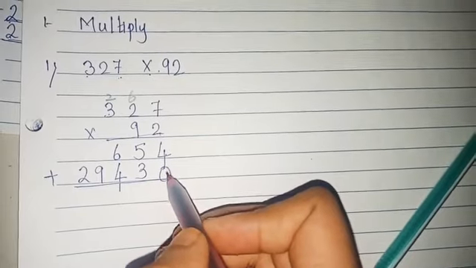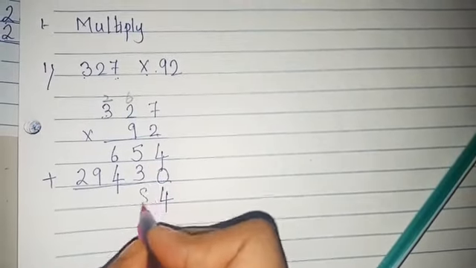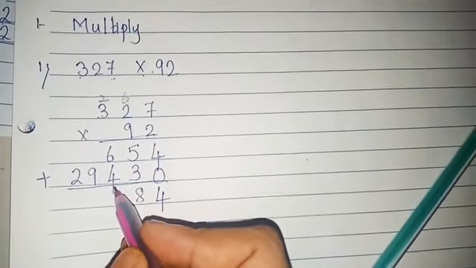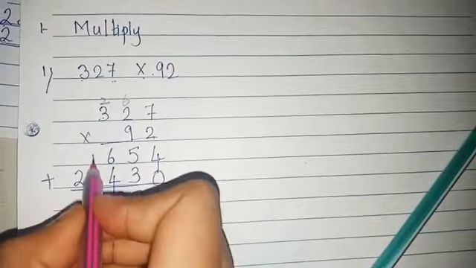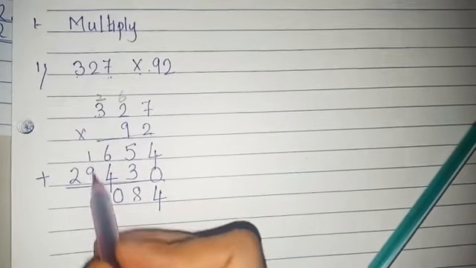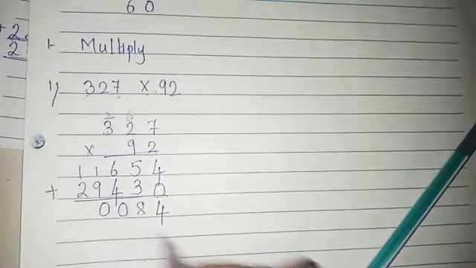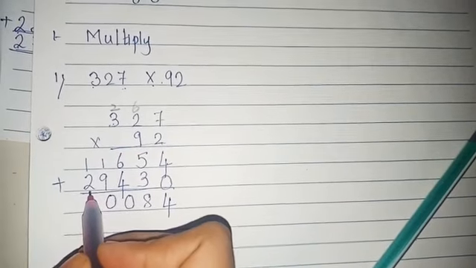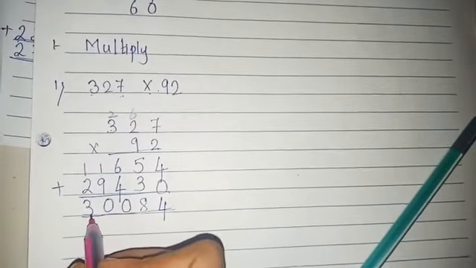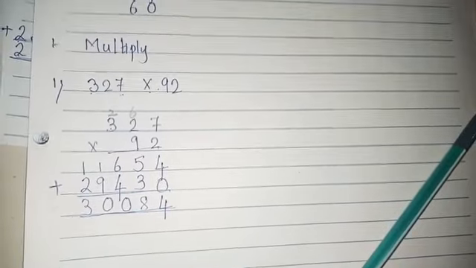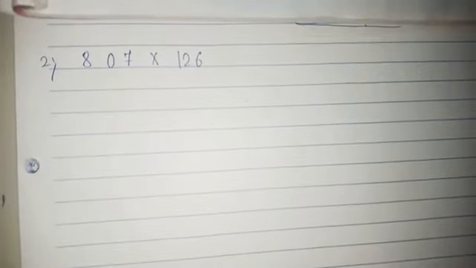So 4 plus 0 will be 4. 5 plus 3 is 8. 6 plus 4 is 10, so 0 will come here and carry forward 1. 1 plus 9 is again 10, so again 0 will come here and carry forward 1. Now 1 plus 2 is 3. So we get 30,084. Understood?